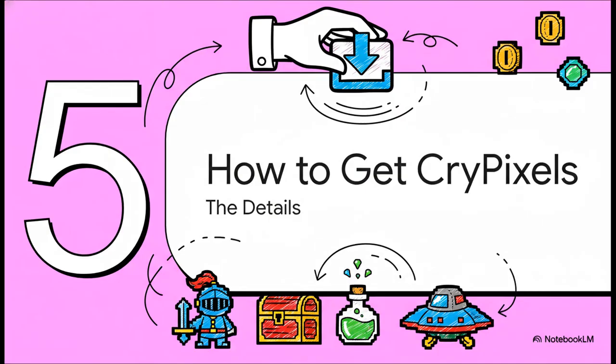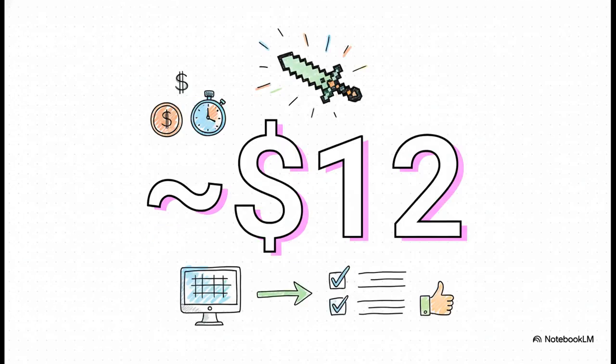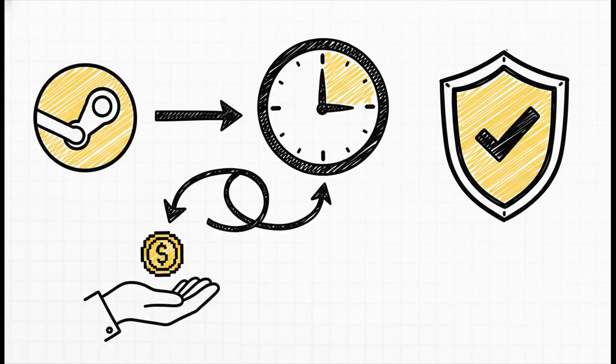So, if you're sitting there thinking, okay, I'm sold, I need to try this thing, let's talk about the practical stuff. Here's how you can actually get your hands on CryPixels. It's super straightforward. CryPixels is available for both Windows and Mac OS X, and you can grab it from a place I'm pretty sure you're all familiar with, the Steam store. Easy peasy. So, what about the price? Well, the lowest we've seen it go for on Steam is about $12 US. When you think about the sheer number of hours this could save you, yeah, that's an incredible investment in your own creativity and productivity.